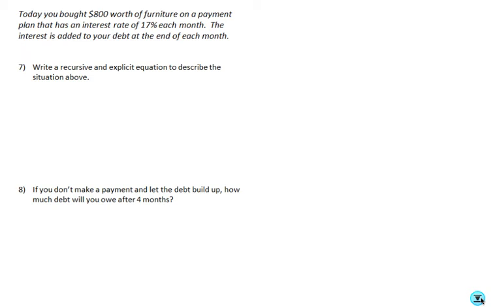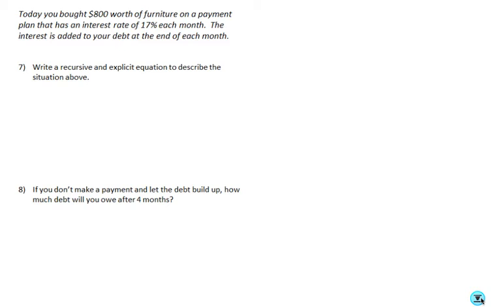All right, so 7 and 8 are actually combined. They refer to the same information, so we're going to do these two problems together. So it says you buy $800 worth of furniture on a payment plan, and so we're not paying cash up front. So what we're doing is that we're paying it out over payments, and in exchange, for them allowing you to pay it out over time, the business wants to be compensated for that, so they charge interest, right?